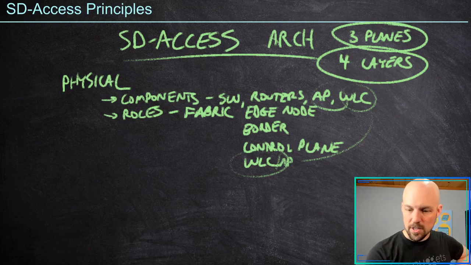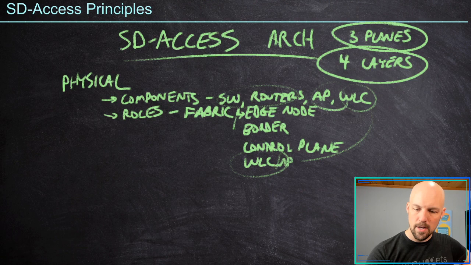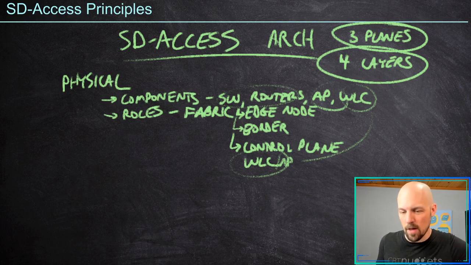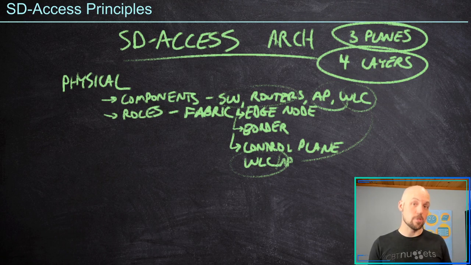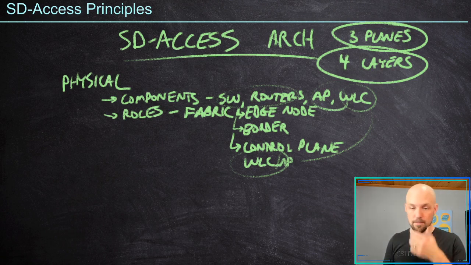However, the switches and the routers are going to be one of these three. It's either going to be an edge node, a border node, or a control plane node. Again, we're going to go into more detail on what this all means and how this all operates, but a fabric edge node, think of it like your access layer switch. In a traditional network, think about your network today. If you have an access layer switch in an access layer closet, that would be a fabric edge node in an SDA infrastructure.